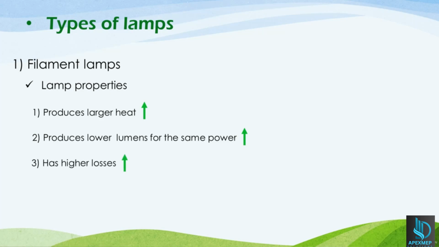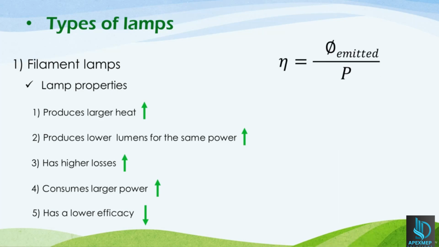And the third property is that it has larger total losses, and this is due to the excessive heat that is produced out of it. And then the fourth property is that it consumes a larger power. And finally, a logical result of those first four properties is that it has a lower efficacy, as the efficacy equals the lumens over the power as we learned before. So when the lumens are small and the total electric power is large, we will find that this is because the lumens is low and the heat emitted from the lamp is high. So all of those properties will produce a lower overall efficacy, as you see.